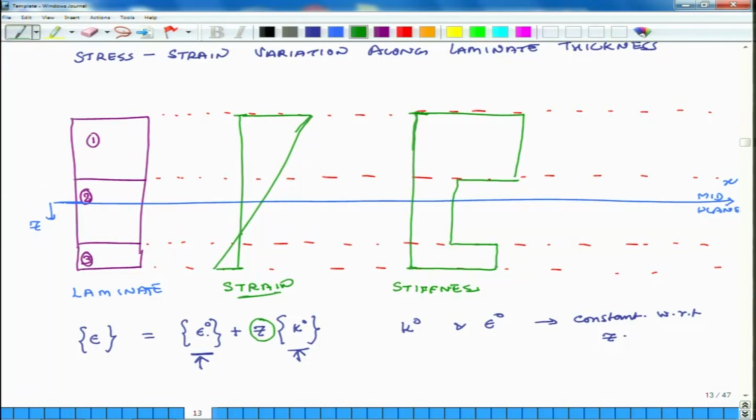And finally, we will look at how stresses change. Okay. Now, stress is what? Stress is in general, broadly speaking, a multiple of strain times stiffness. Right, strain times stiffness. So, basically you multiply this and this plot, and what you will get is the plot for stress.